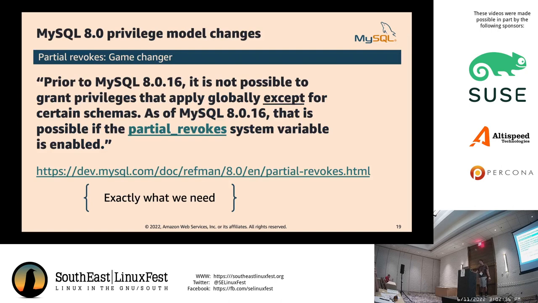So MySQL 8.0 changed the privilege model. And what is new in MySQL 8 is an introduction of so-called global revokes or partial revokes. Before MySQL 8.0, we will not be able to grant everything except. And partial revokes is exactly what we need. What we're looking for, we want to grant access to all the database except for MySQL system database, because this is exactly what we want to protect.